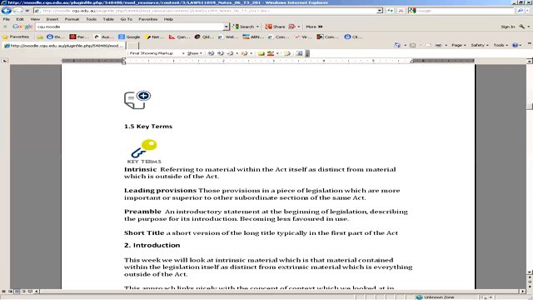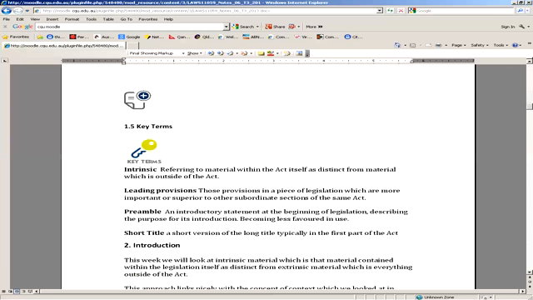A preamble, and there's been much discussion in recent times about a preamble for the Australian Constitution, is an introductory statement at the beginning of legislation that describes the purpose of the legislation. Obviously, a preamble might give you a heads up, if I call it that, as to what the legislation is focused upon and what its intention really is.